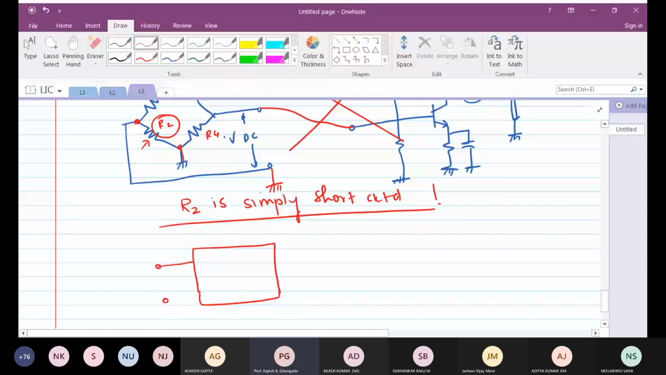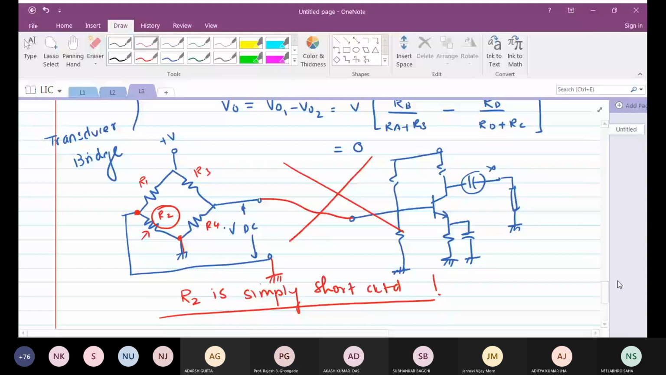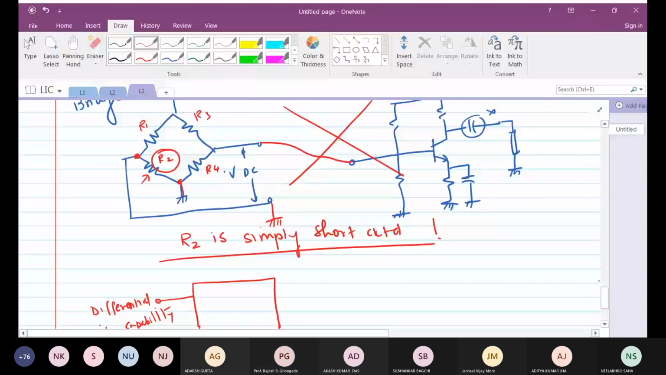So this is called as the differential input capability. And your single stage common emitter amplifier does not have this capability. Are you able to understand this, guys?